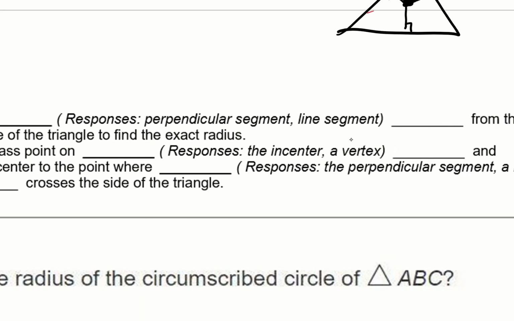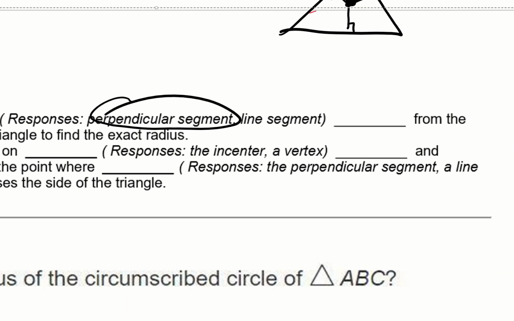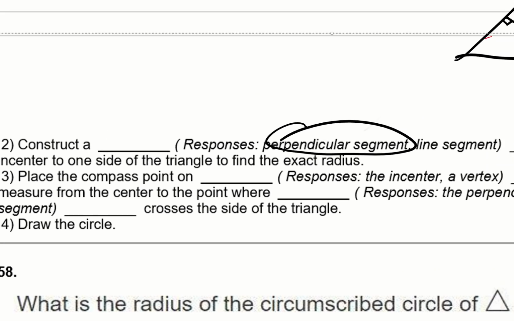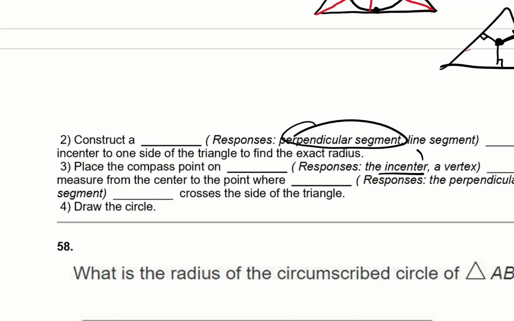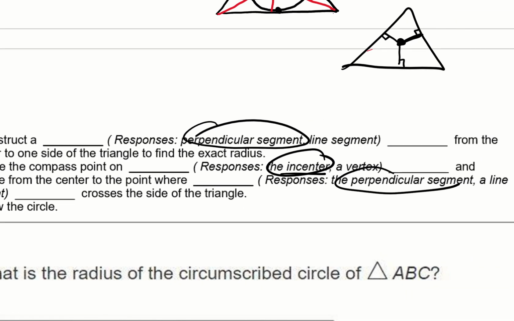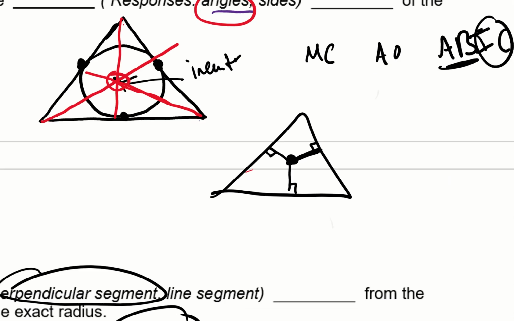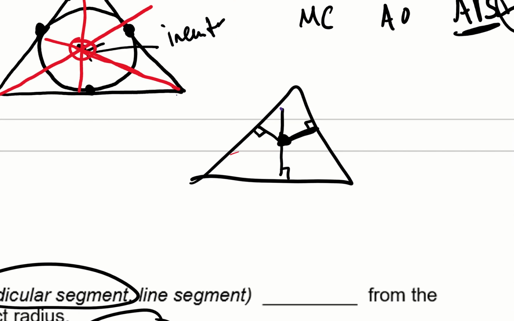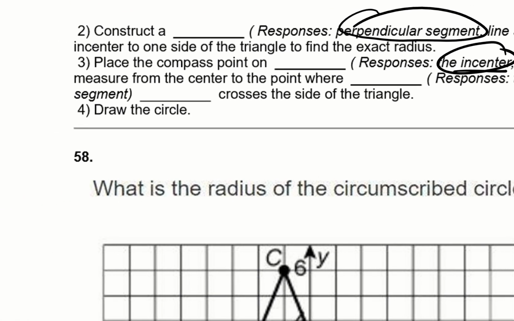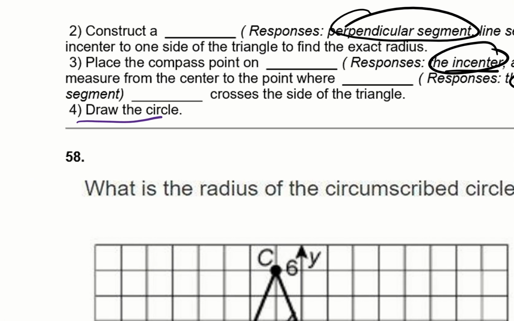So that's what you need to do, a perpendicular line segment. So first you're going to construct a perpendicular line segment from the incenter to one side of the triangle. Then you're going to place the compass on the incenter and measure from the center to the point where the perpendicular segment crosses the side of the triangle. So essentially you're taking the compass and measuring that distance. And that way you know what the radius is. And then once you know the radius, you can take that compass measurement and draw a circle out of it. And that's how you construct the inscribed circle. So last step, draw the circle.